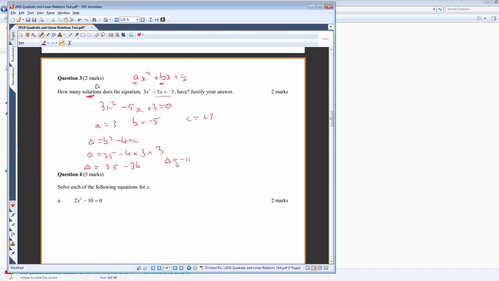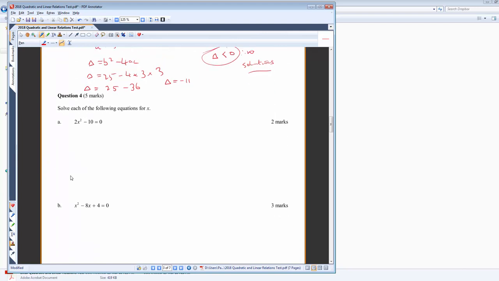So how many solutions does it have? Well, because the discriminant is negative, it has no solutions. So I need to say that. So discriminant is less than 0, therefore no solutions. So you really do need to interpret what the meaning of the discriminant is there to grab the marks for that question.